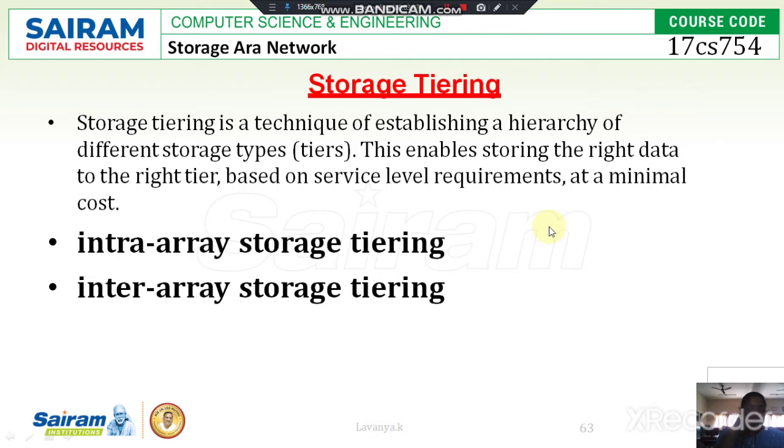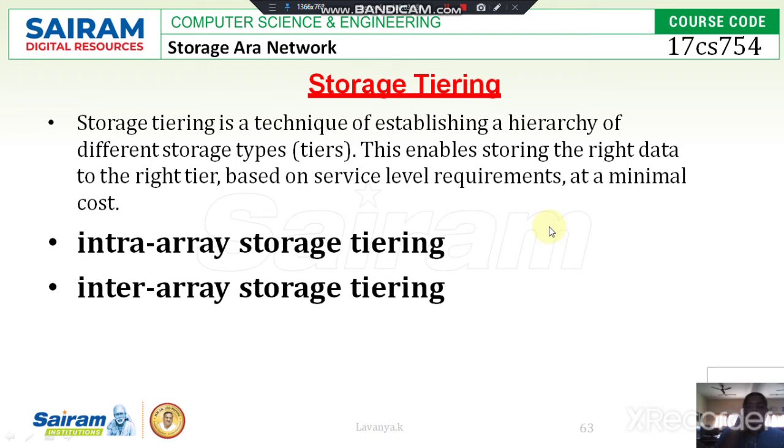Manual storage tiering is used as the traditional method, where the data has to be placed by the administrator, and that data we can monitor in the storage device.